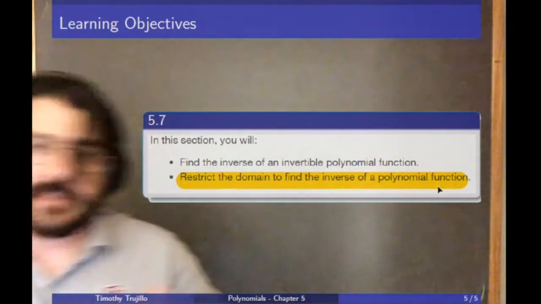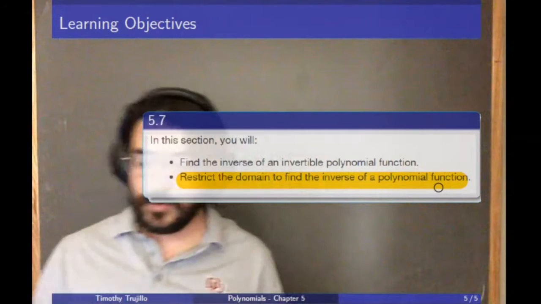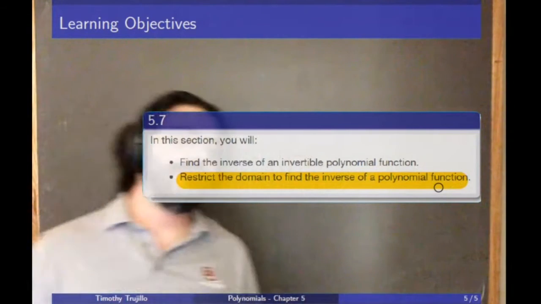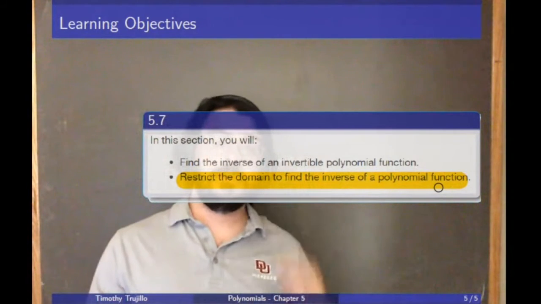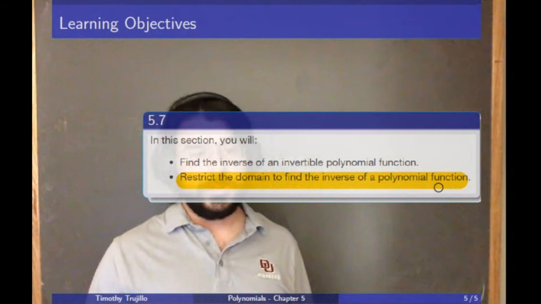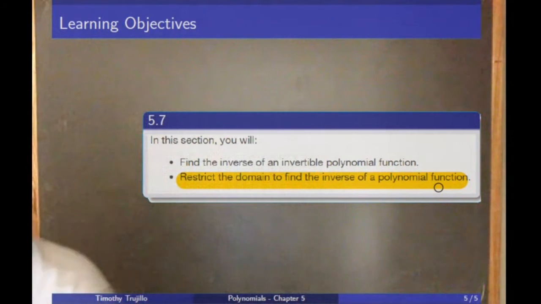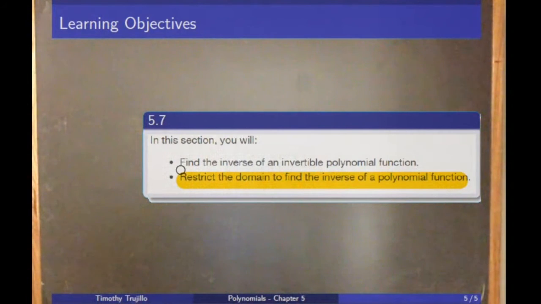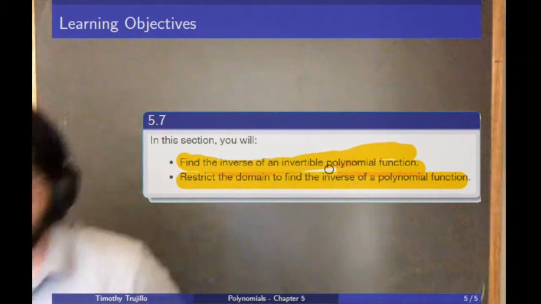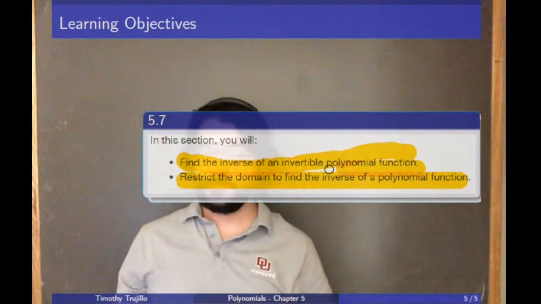And then we saw that for certain polynomials, ones that passed the horizontal line test that were one-to-one, they were invertible, and often those invertible functions led to radical functions, right? So functions that had square roots or cube roots or things like this involved in them. So when you find the inverse of an invertible polynomial, you should probably expect there to be at least some radical in there, like a square root or something like this.